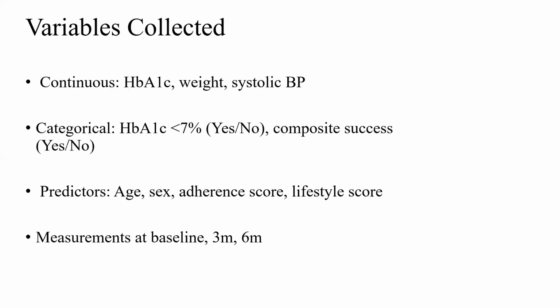Next are the variables. The continuous variables we have are HbA1c, weight, and systolic BP. The categorical variable is HbA1c less than 7%, which we have to record in SPSS so that we can categorize it as either yes or no. Another one is the composite for success, yes or no. The predictors are age, sex, adherence score, lifestyle score, and the measurements at baseline I've already explained.